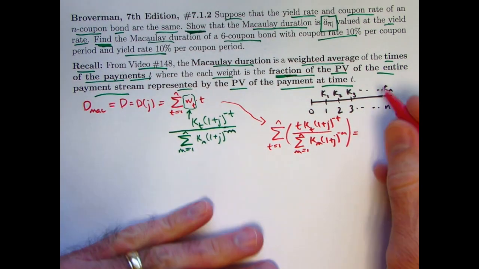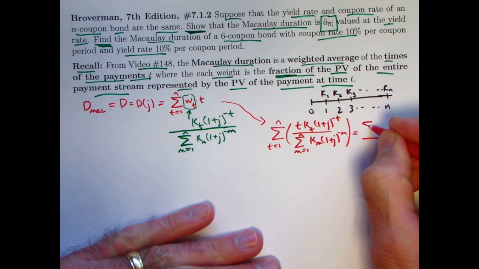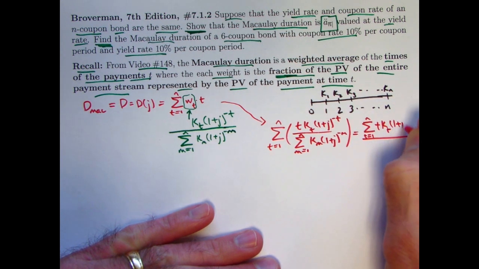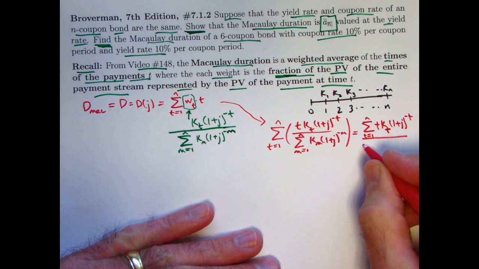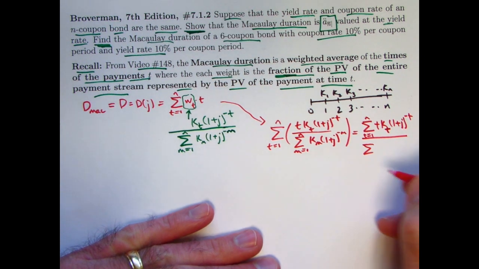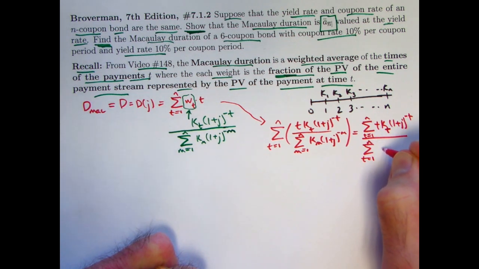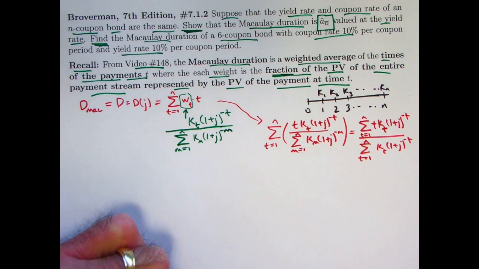So I can write the final formula, which you can find in Broverman's book, for the duration here. Summation t goes from 1 to n of this thing up here, t times kt times 1 plus j to the negative t, all divided by this thing down there. And to be consistent with Broverman, I'm now going to switch back to t instead of m. Excuse me. T goes from 1 to n of kt times 1 plus j to the negative t. It wouldn't be wrong if I kept the m, but it's also not wrong to switch to a t.